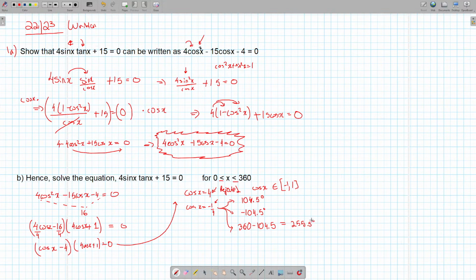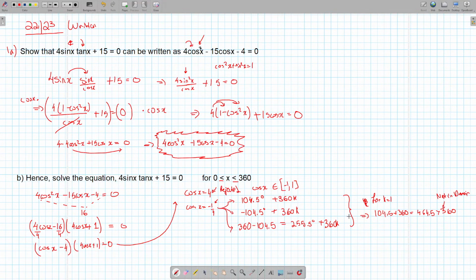Always, if it's a written part, please write this. Please write all of these. You need to write this plus 360k. Then on the right, you're going to show, you say 4k equals 1: 104.5 plus 360 is equal to 464.5, which is greater than 360. So you're going to say not in domain.